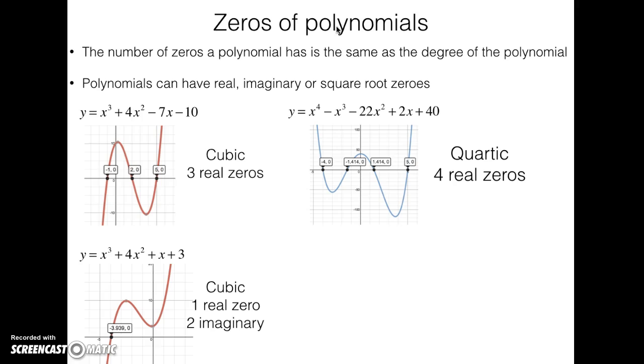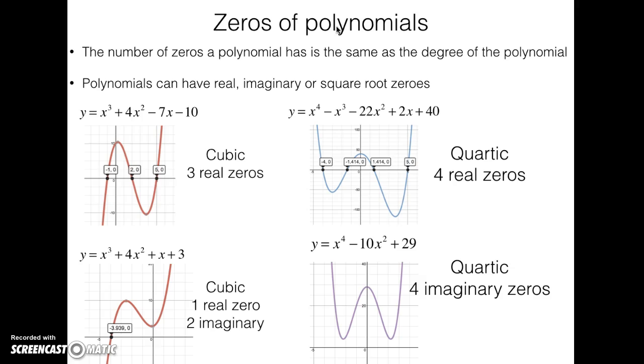In the next example, you see a quartic function, and this quartic function crosses the axis 4 times, so it has 4 real zeros. And the final example has 4 imaginary zeros because it's a quartic function, but it doesn't cross the axis at any location, so they have to all be imaginary numbers.